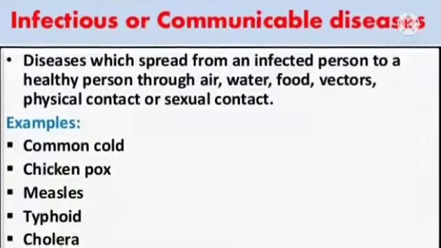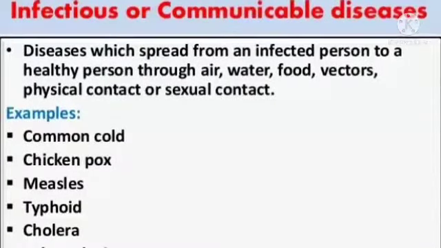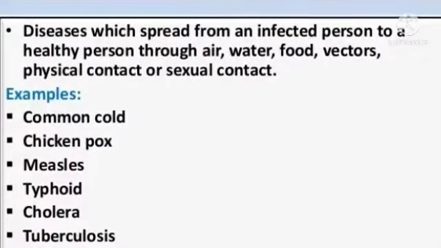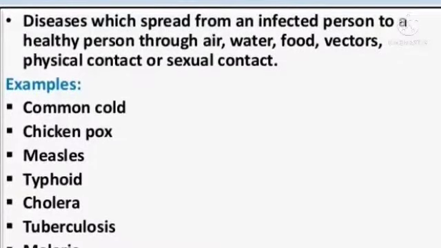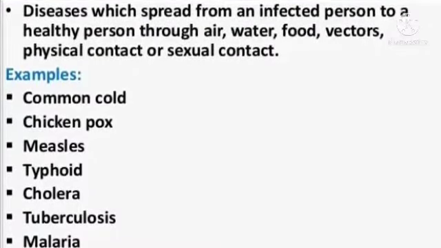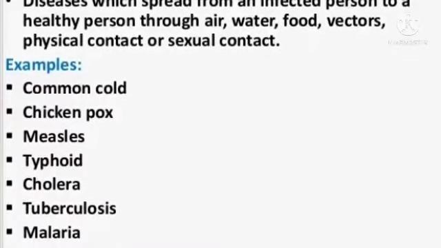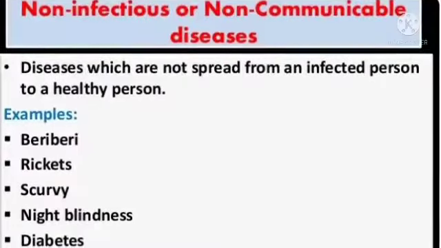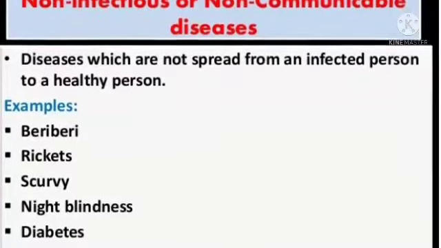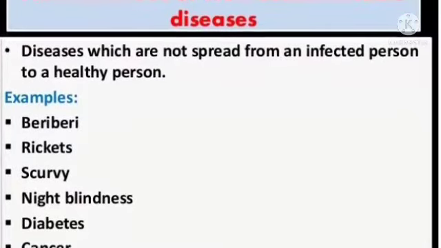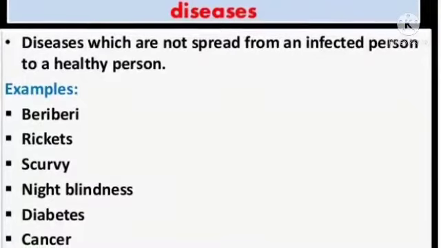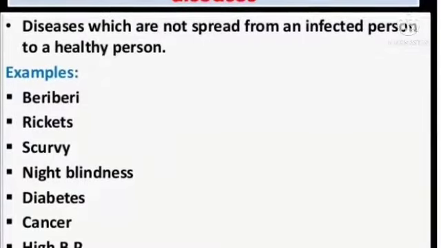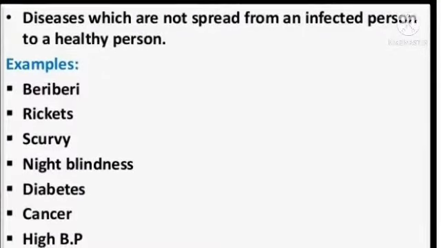Infectious or communicable diseases. Diseases which spread from an infected person to a healthy person through air, water, food, vectors, physical contact or sexual contact. Examples: common cold, chickenpox, measles, typhoid, cholera, tuberculosis, malaria, AIDS. Non-infectious or non-communicable diseases. Diseases which are not spread from an infected person to a healthy person. Example: beriberi, rickets, scurvy, night blindness, diabetes, cancer, high blood pressure.